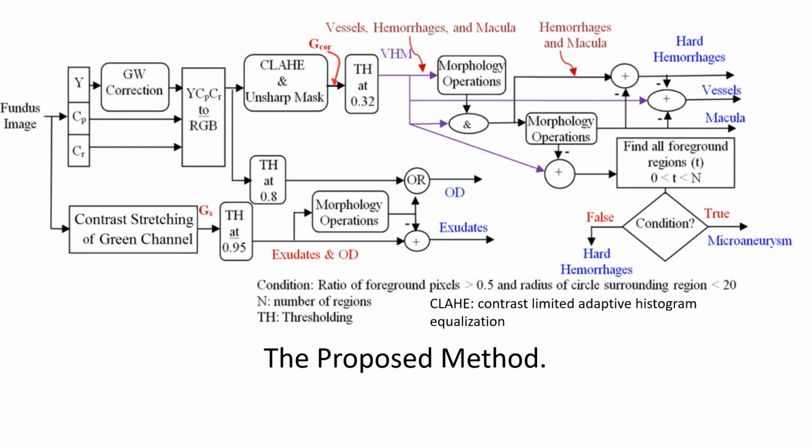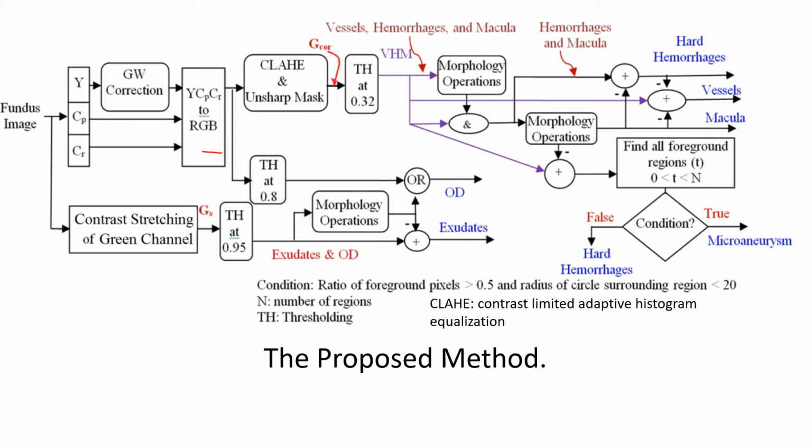We take the image and separate it into the channels Y, CB, CR, and we apply the gray world correction algorithm on the brightness channel Y. Then we rebuild it, and YCBCR is converted to red, green, blue, and we apply contrast limited adaptive histogram equalization on the resulting green channel image, and then apply thresholding and morphology operations, and end by combining with the previous result to produce an image with hemorrhages and macula.